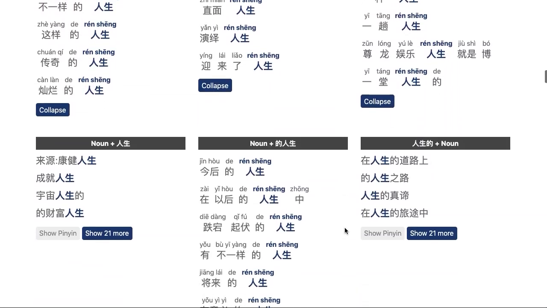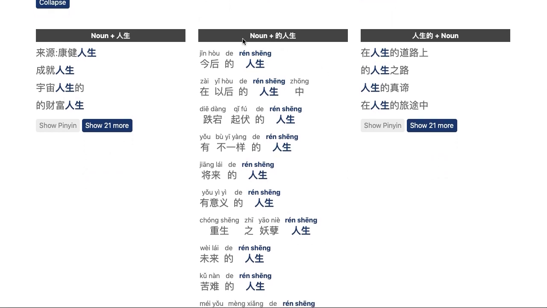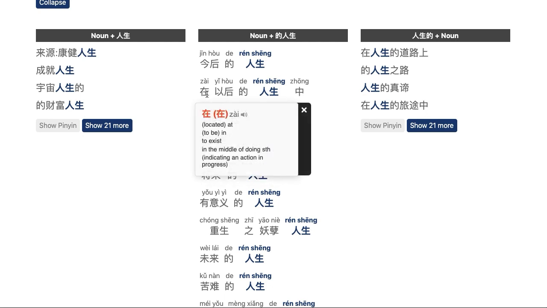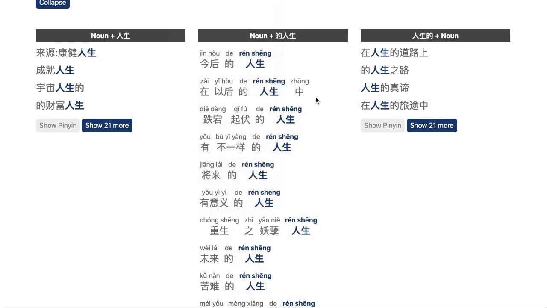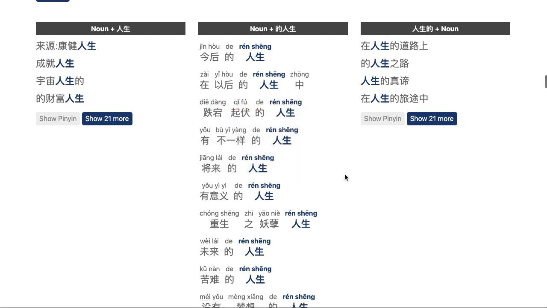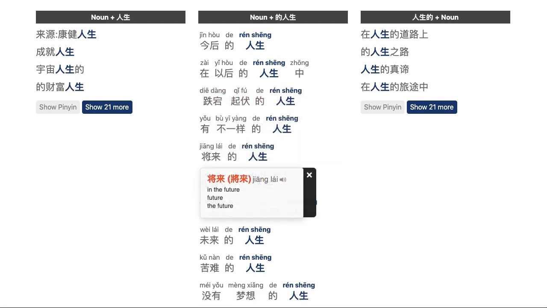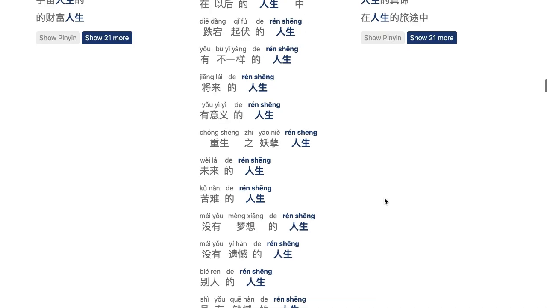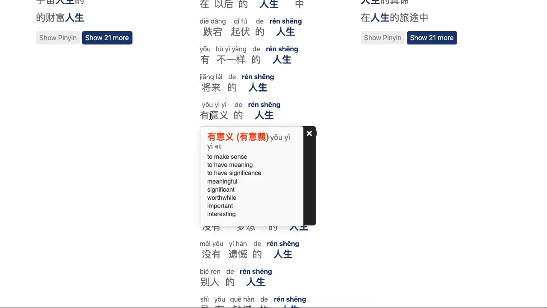And now let's take a look at other collocations. Let's take a look at noun, 的人生. So something, the entire life. For example, 今后的人生, life after today. 在以后的人生中, in the life that is after, that is hereafter. 将来的人生, life that is in the future. 有意义的人生, life having meaning, etc.